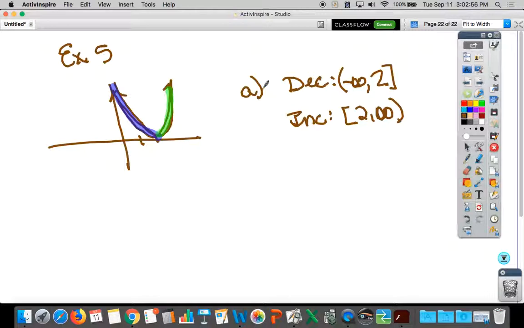B part, is this function odd, even, or neither? Neither. Remember, even was symmetrical about the y. Odd would look something like this, or this, where it's symmetrical in 1 and 3 or 2 and 4.